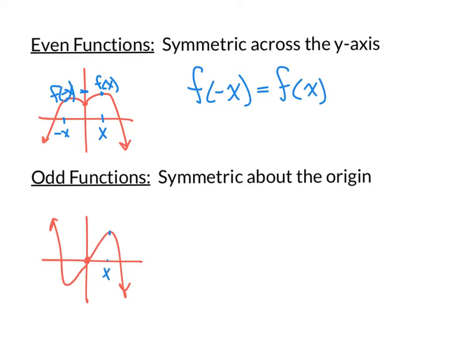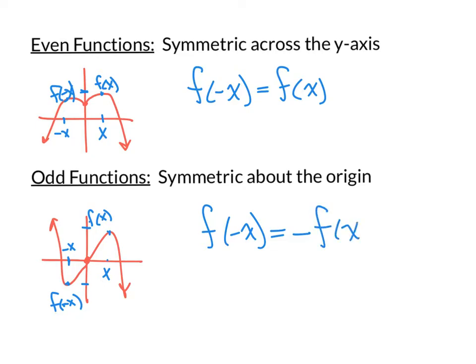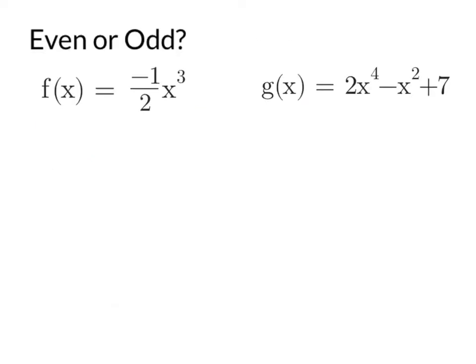So if x is right here, giving us an f of x value up here, and we were to rotate that around, when we're talking about negative x, where would f of negative x be? Well, it should be just as far down as f of x was up. So our test is to look at f of negative x, and what we should get out is the opposite of f of x.